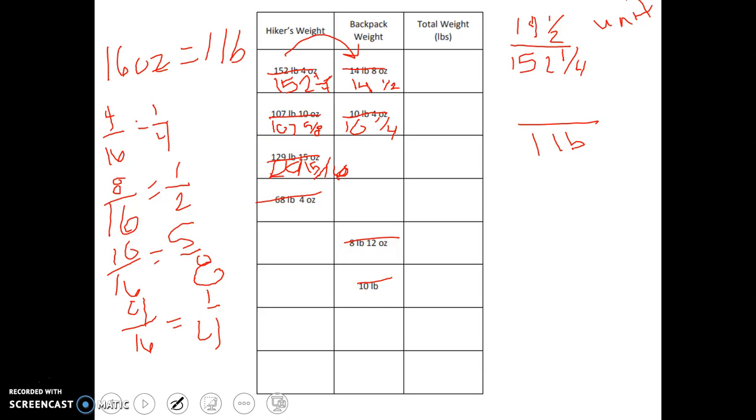We can change them to decimals. When we change them to decimals, we will be doing 14.5 divided by 152.25, because that's 1/4. And we get this ugly long decimal. So sometimes it's better for us to do this as a fraction. So let's change these into improper fractions, and then we're going to copy dot flip. Okay, so improper fraction, 14 times 2 is 28, plus 1 is 29.